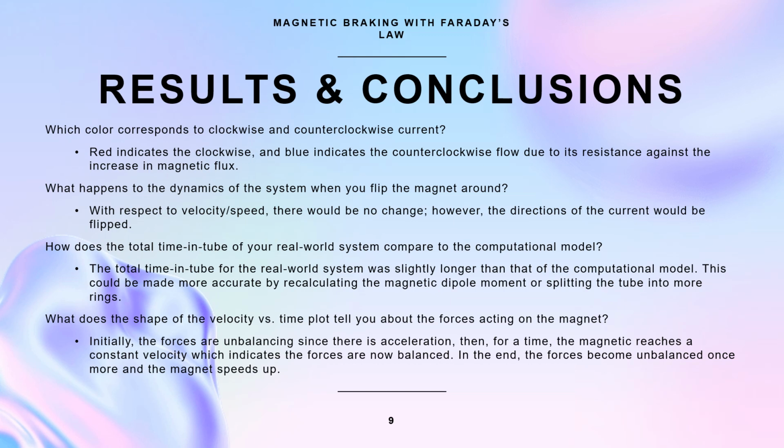How does the total time in tube in the real world system compare? We already talked about this. It's slightly longer in the real world, and this could be based off of the human error. This could be corrected by recalculating the magnetic dipole moment or splitting the tube into more rings. What does the shape tell about the forces on the magnet? We talked about this also. There are unbalanced and balanced forces based on the timing.